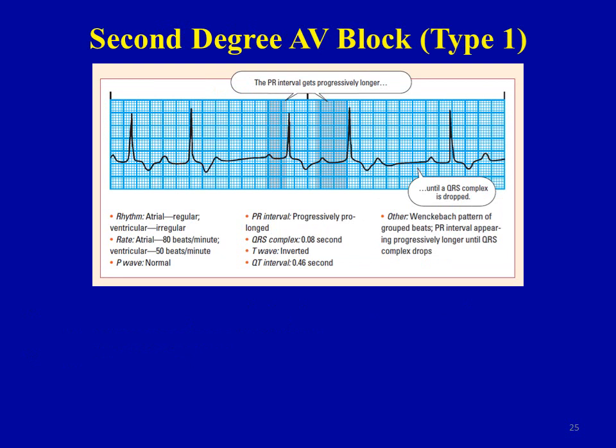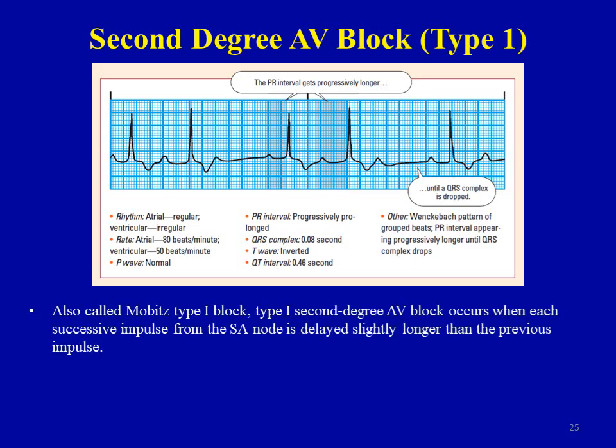In the second degree AV block, type 1, which is called Mobitz type 1, you can see here that there is progressive prolongation. So the PR interval is prolonged, but it is not fixed. So with each beat, it becomes longer and longer, until one beat is missing. As you can see here, also called Mobitz type 1 block.